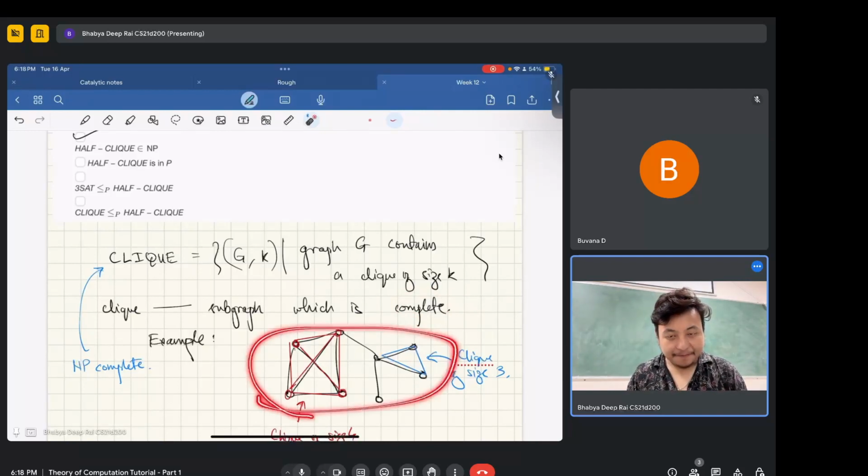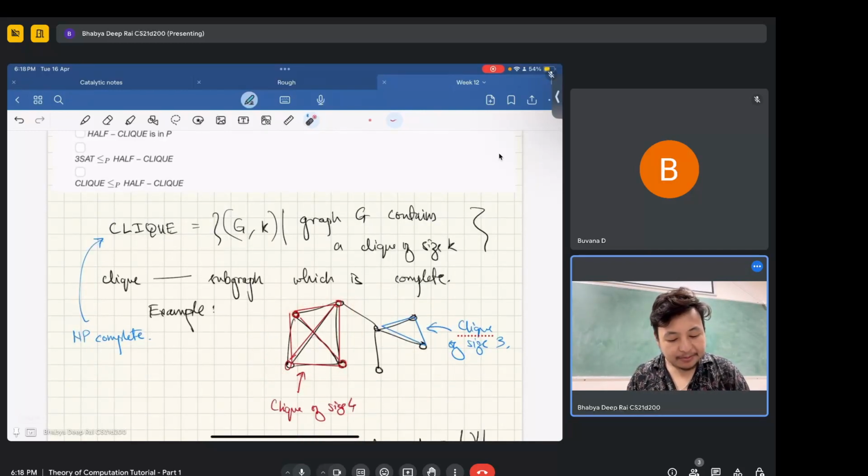Now here I have a graph, and for example it has a click of size 4, because here I can see these 4 vertices, all of them are adjacent, they form a complete graph, but it's still a subgraph. So instead of calling it a complete subgraph, I'll call it a click. Similarly here, these 3 are adjacent to each other, they form a complete graph on 3 vertices, but since it is a subgraph of the bigger graph, I'm calling it a click of size 3.